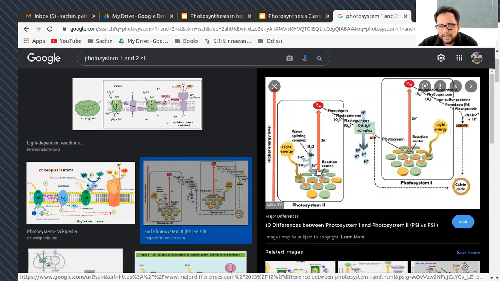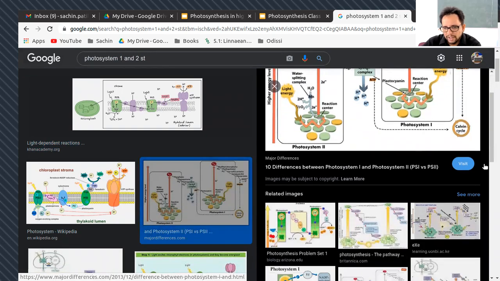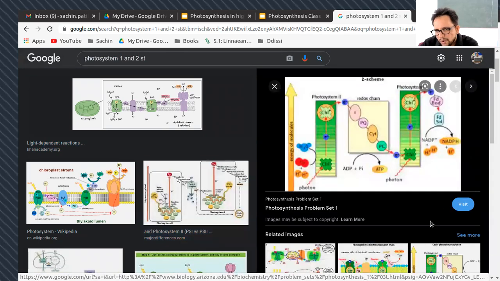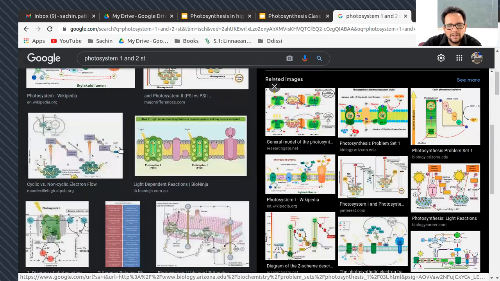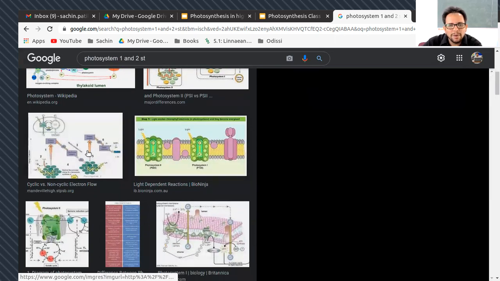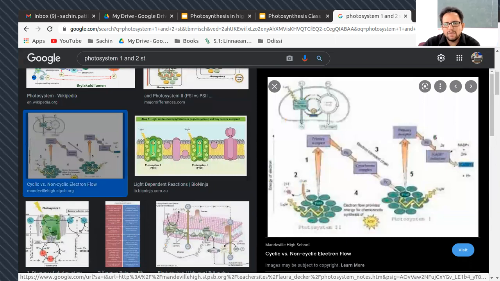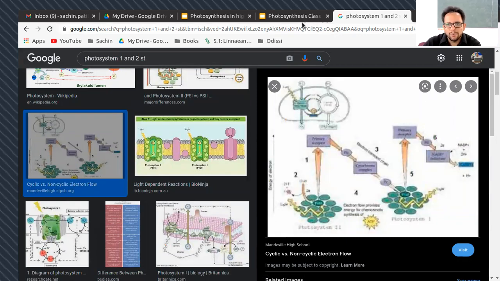You can see there are too many proteins involved in photosystem 1. Sorry, this is photosystem 2, and this is 1. Either way, there are many proteins shown here like disc-like structures, involved in photosystem 1 and photosystem 2. Here also you can see quite a few proteins labeled as photosystem 1 and 2. So what I want to say is it's not just a complex of a single or two proteins. It is a complex of many proteins. That is what we call photosystem 1 and 2.